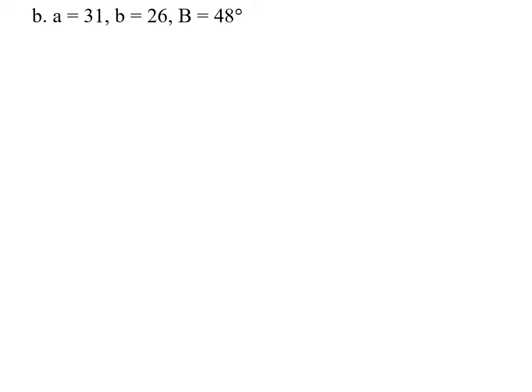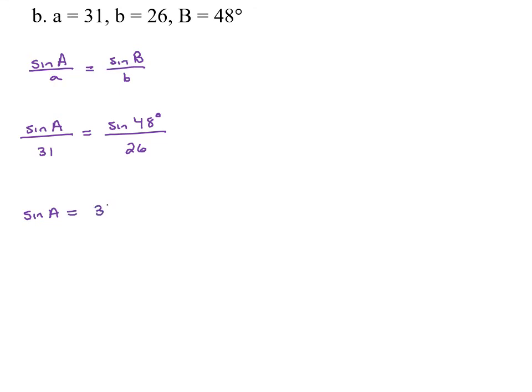Here I have side A, side B, and angle B. So I'm actually looking for angle A here. So when I do sine A over A and sine B over B, sine of A is what I'm looking for. A is 31. Sine of B is 48. And B is 26. So I'll move the 31 from the lower left to the top right and say sine of A is 31 sine 48 over 26. And at that point, you go to the calculator and see what you get.